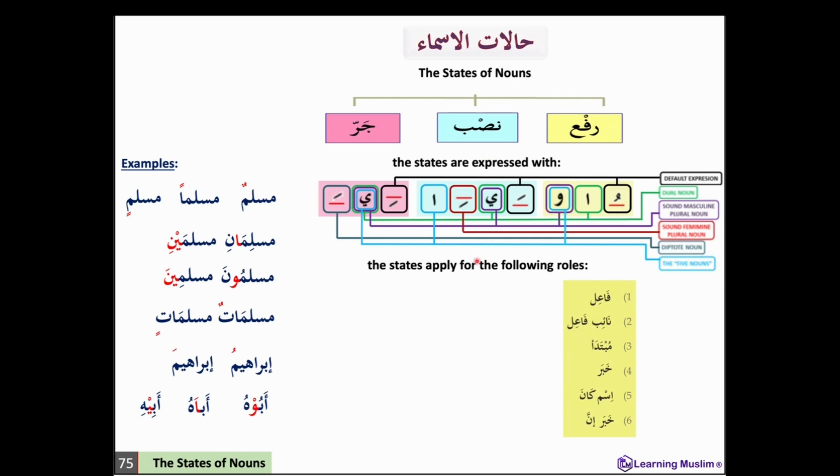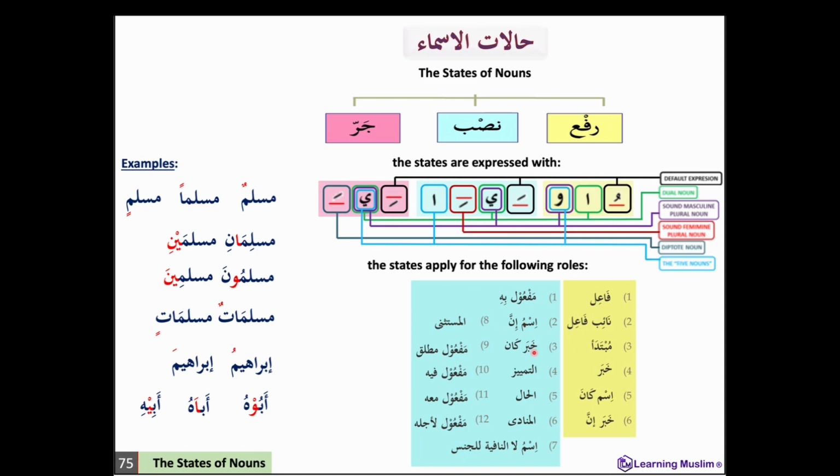Then for nasb, the roles are مفعول به, اسم كان, خبر كان, التمييز, الحال, المنادى, اسم لا النافية للجنس, المستثنى, مفعول مطلق, مفعول فيه, مفعول معه, and مفعول لأجله. So any noun taking any of these roles will be in the state of nasb, and the state of nasb will be expressed with these expressions. Then the roles for jar are ismul majroor and mudaf ilayh.